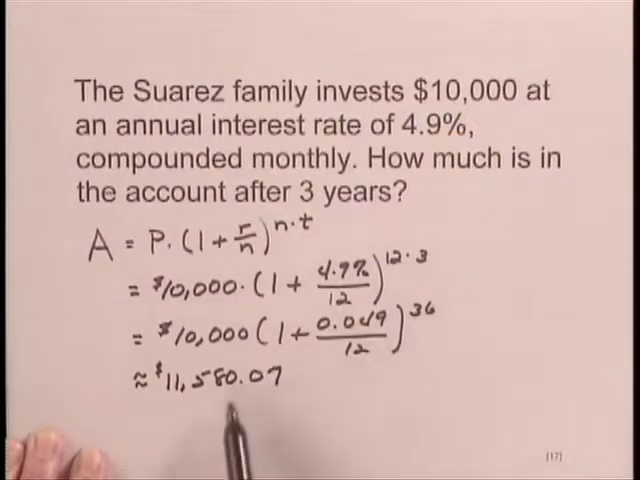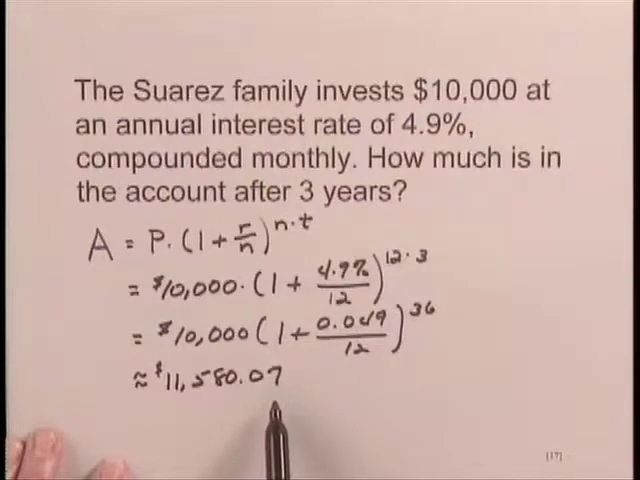$11,580.07. And I've rounded the number that I got in doing the computation to the nearest hundredth, which is to the nearest cent. So we would say that $11,580.07 is in the account after 3 years.